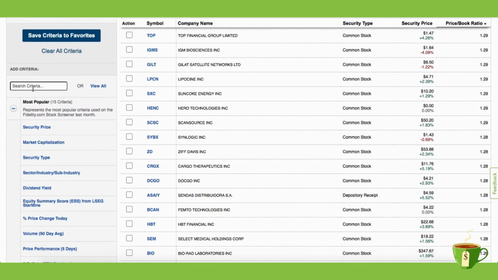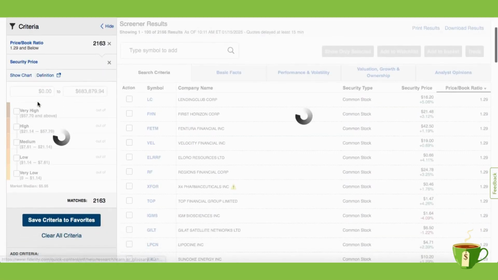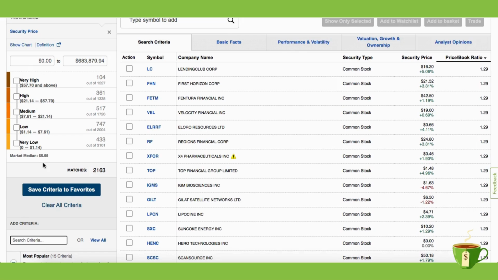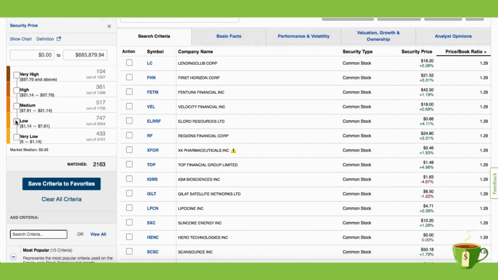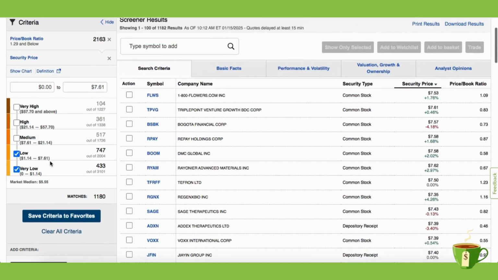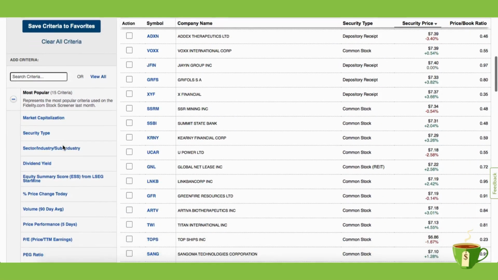Okay. Security price. This is also a non-negotiable because I don't want to invest a huge amount per share, and even if it's undervalued, my account's not big enough to be investing $57 per share on the hopes that it'll run up to 70. That's for people with bigger accounts than me. So we're going to go to low and very low. And so you see how it's adding all of these criteria.